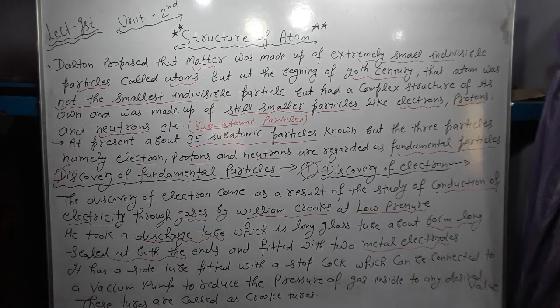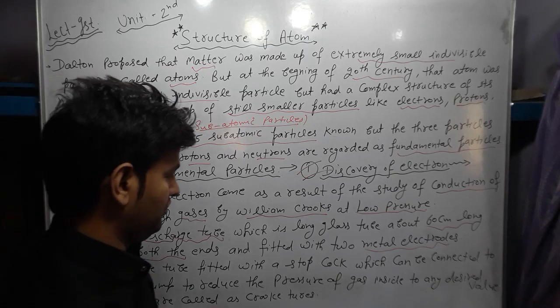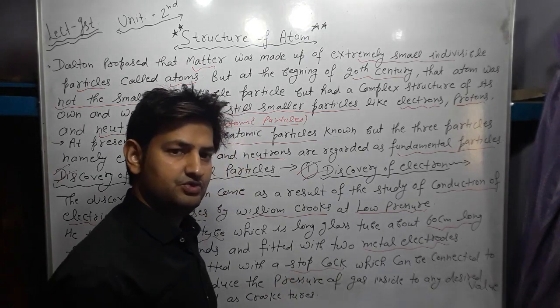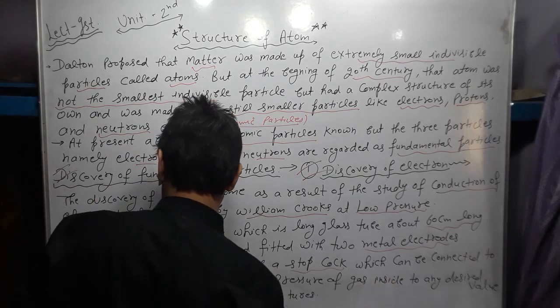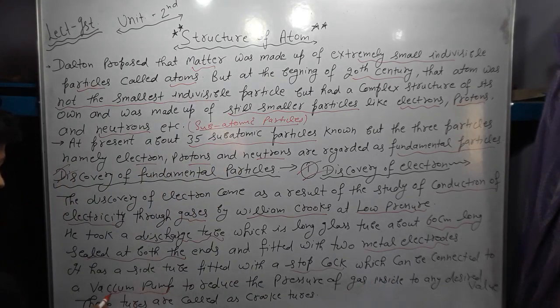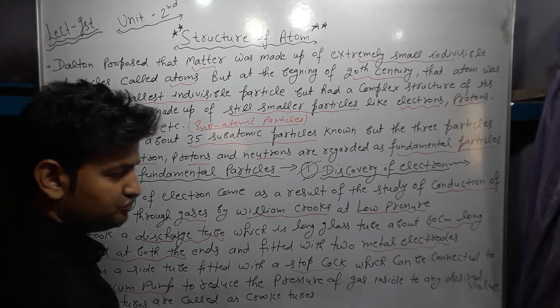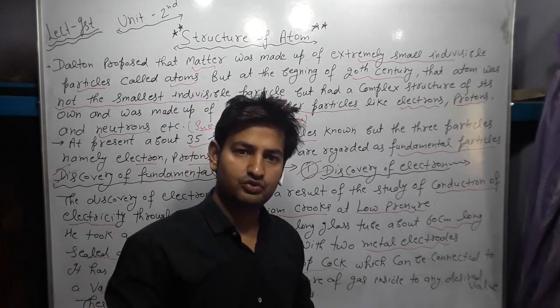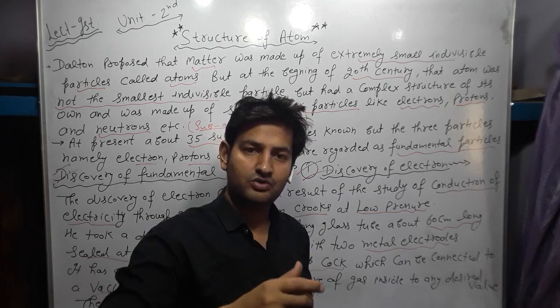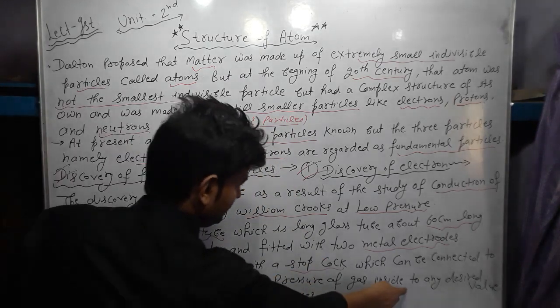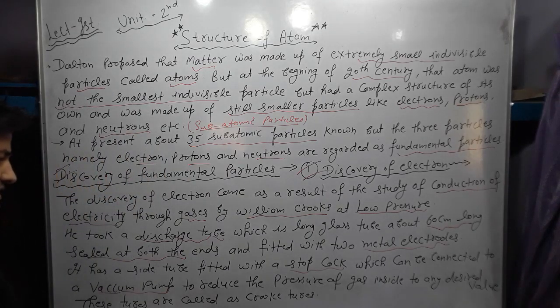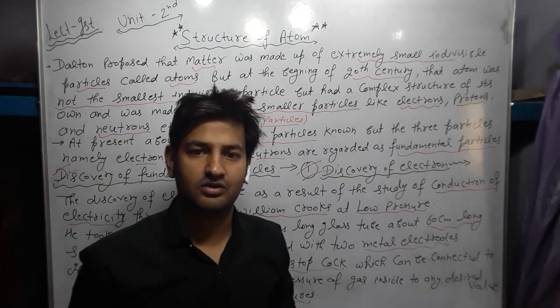It has a side tube fitted with a stopcock. A stopcock is used to stop the flow inside and outside, and it can be connected to the vacuum pump. The vacuum pump is used to maintain or reduce the pressure. It can be opened or closed with the help of the stopcock to reduce the pressure of the gas inside to any value. These tubes are also called Crookes tubes.